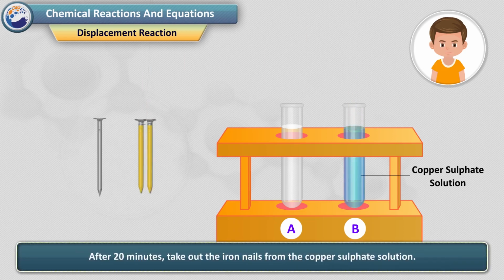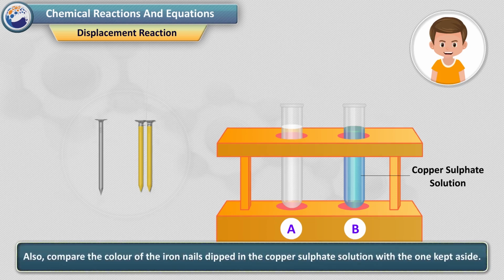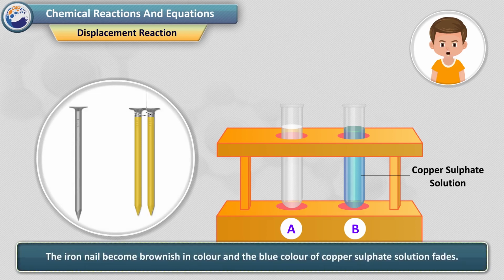After 20 minutes, take out the iron nails from the copper sulfate solution. Compare the intensity of the blue color of copper sulfate solutions in test tubes A and B. Also, compare the color of the iron nails dipped in the copper sulfate solution with the one kept aside. The iron nail becomes brownish in color and the blue color of copper sulfate solution fades.